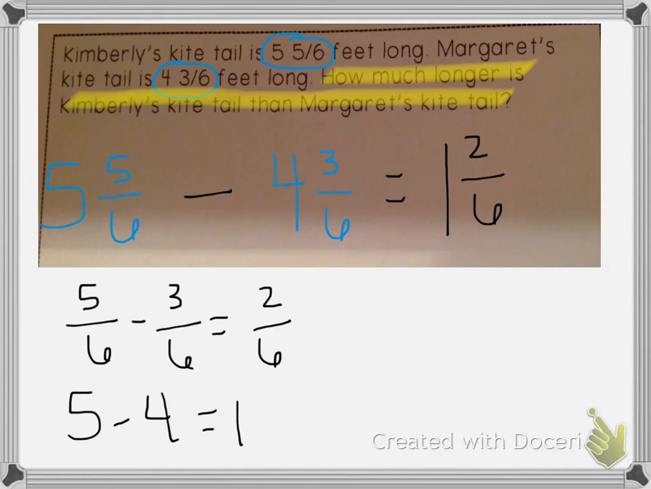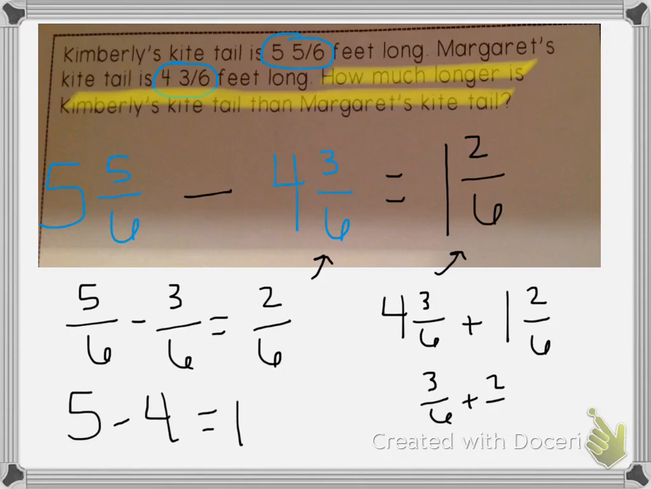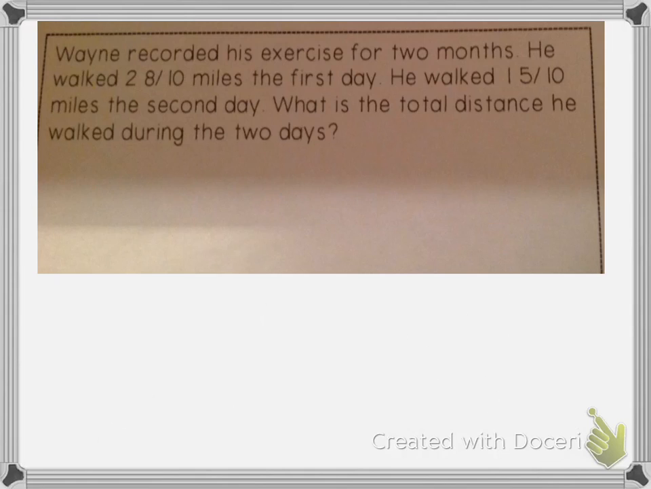So if I want to check my work, just like if I was subtracting whole numbers, I can take my answer and add my smaller part, and it should equal my total. So I can add 4 3/6 plus 1 2/6. So 3/6 plus 2/6 equals 5/6, and 4 plus 1 equals 5. So 5 5/6. So I know I did it right.